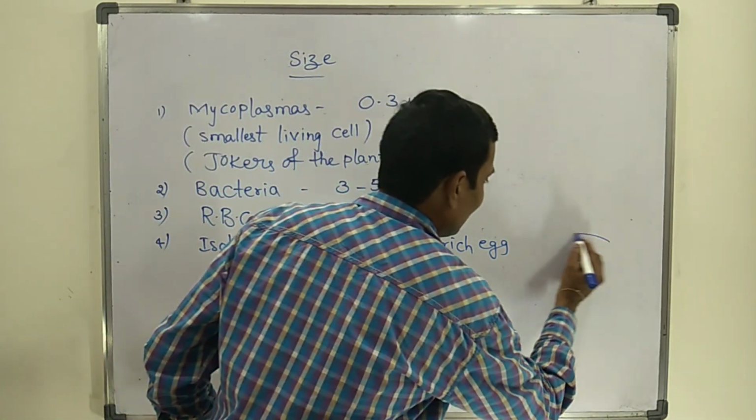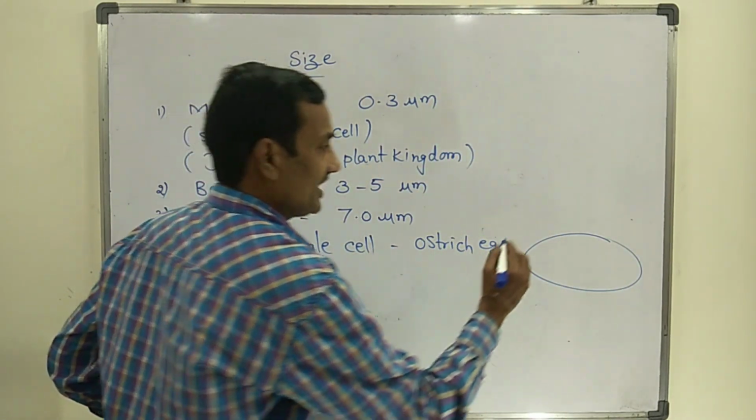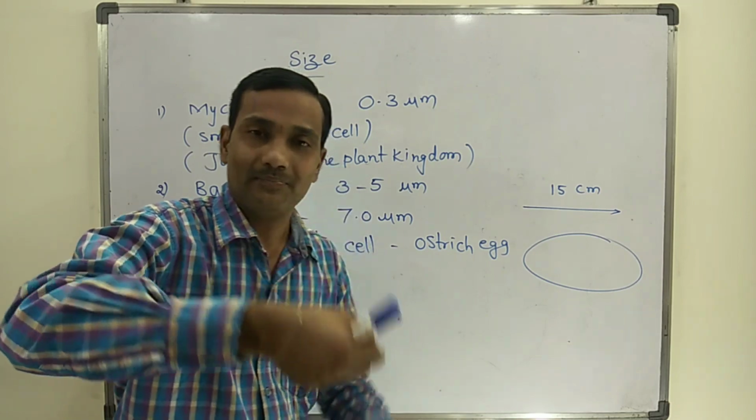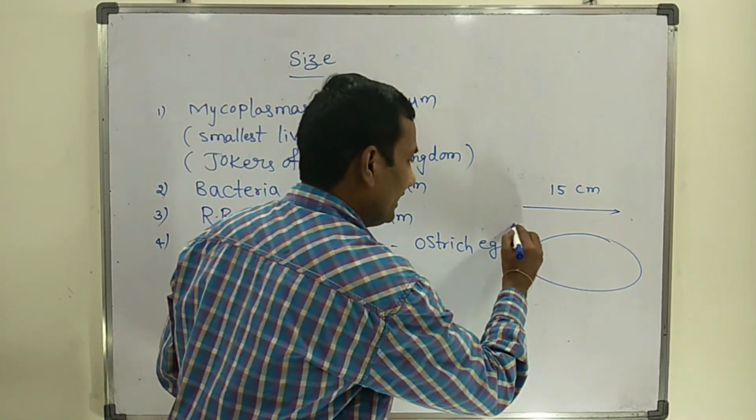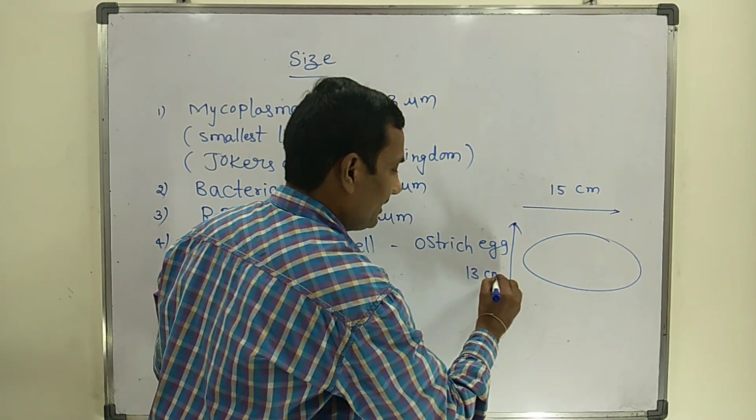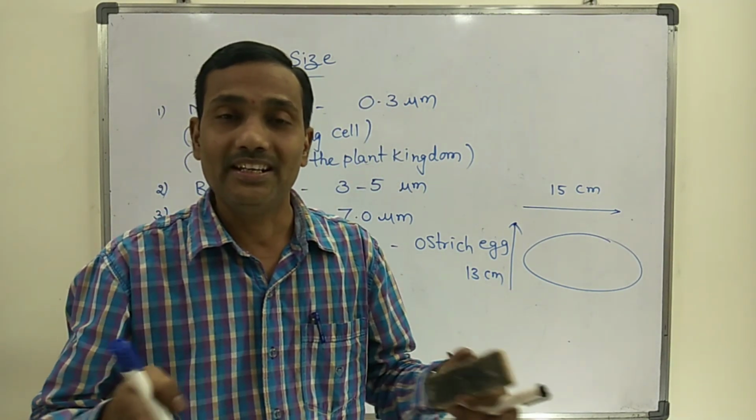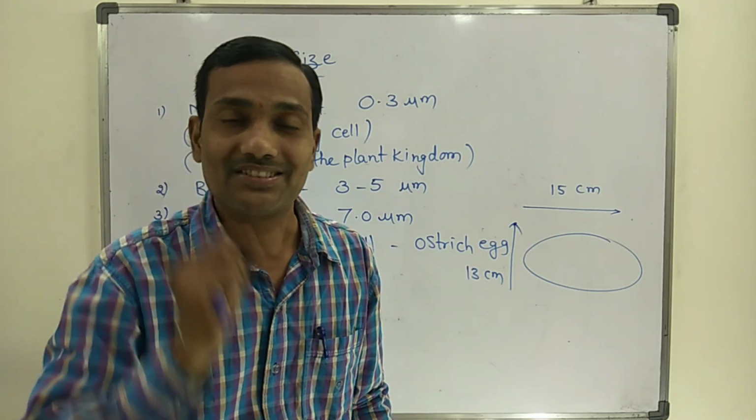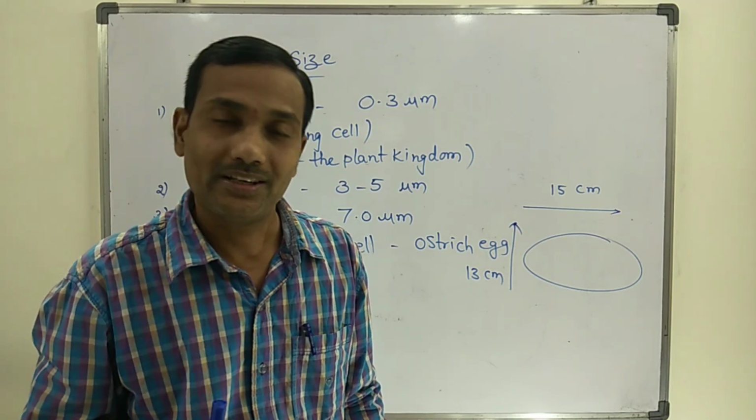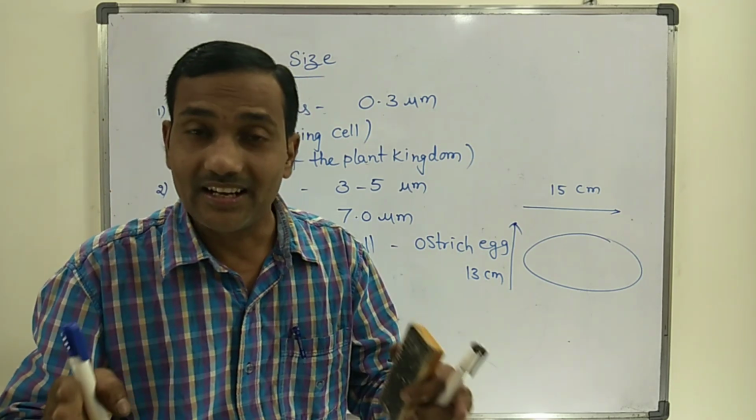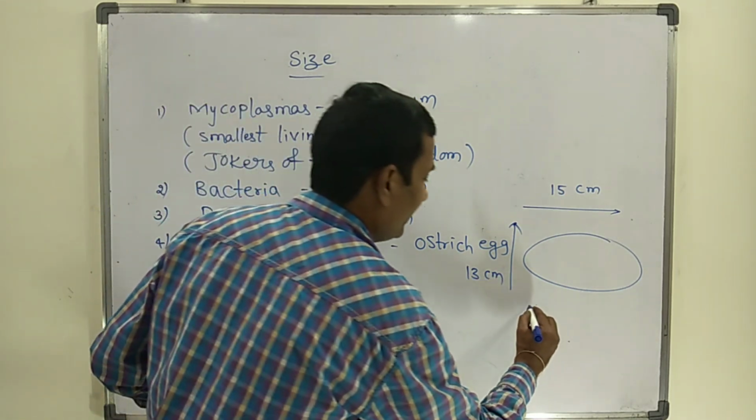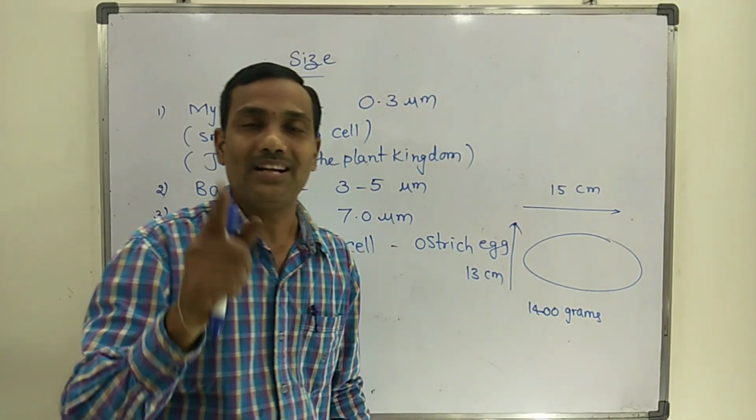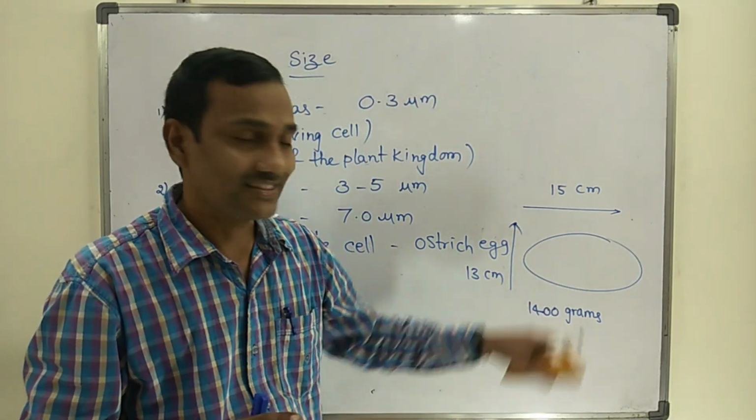So how big is the ostrich egg? It is 15 centimeters long and approximately 13 centimeters wide, so it is the largest isolated single cell. One more important point about the ostrich egg: its weight is approximately 1400 grams, only one single cell, one single egg.